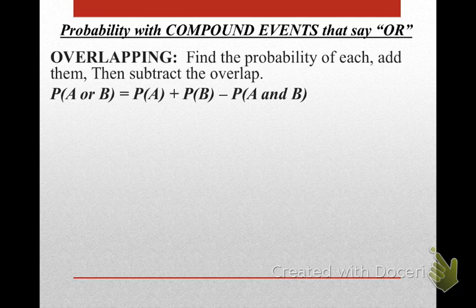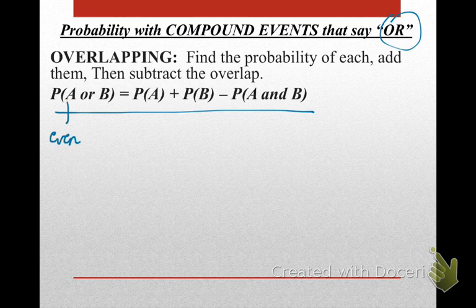Now go back on your notes to the vocabulary definitions and formulas section, and under compound events that say or, under overlapping, write this formula down, and let me explain it. So the probability of an event, remember these are different events, A or B occurring, will equal the probability of the first event plus the probability of the second event minus the probability of the overlap of those events.